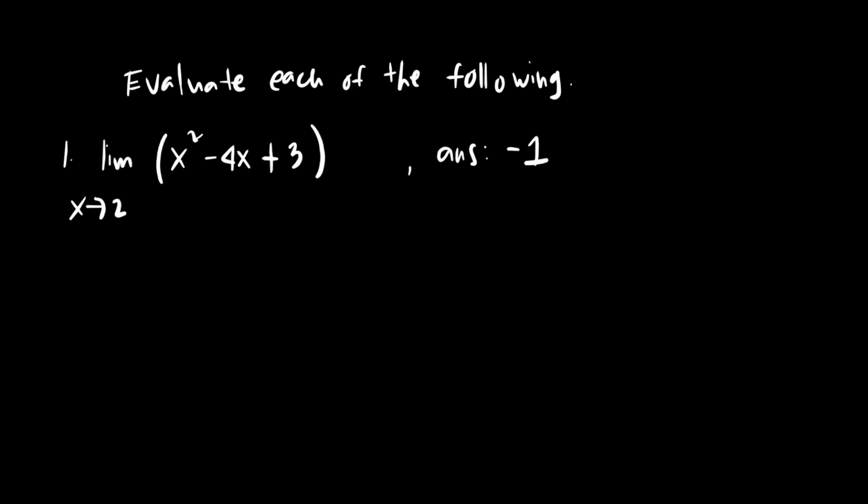So evaluate each of the following. For number 1, limit of x squared minus 4x plus 3 as x approaches 2. So we'll answer this one. To answer this one, we will distribute limits. So we'll distribute in each of the terms.